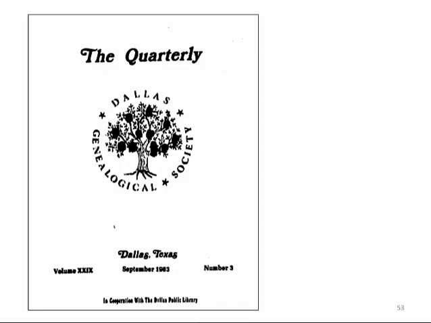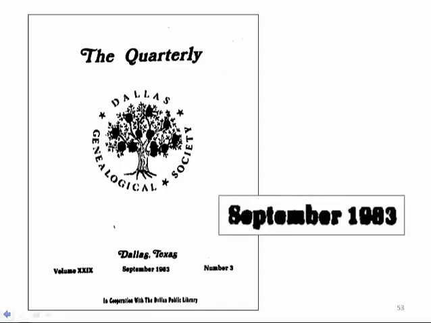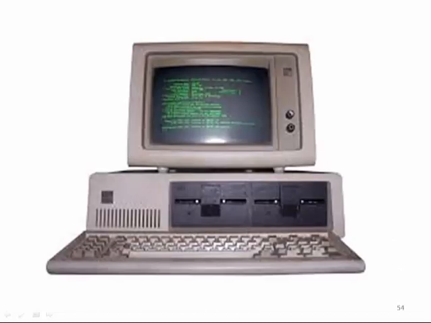Back in 1983, the DGS was almost 30 years old by then, and we were putting out a very good quality quarterly newsletter. So this is one from September 1983. Now that was also the time that I started working with computers, and if you were state of the art, this is what you aspired to, the original IBM PC. The green monitor that couldn't display any graphics. You had the dual floppy drives in there. This was as good as it got.